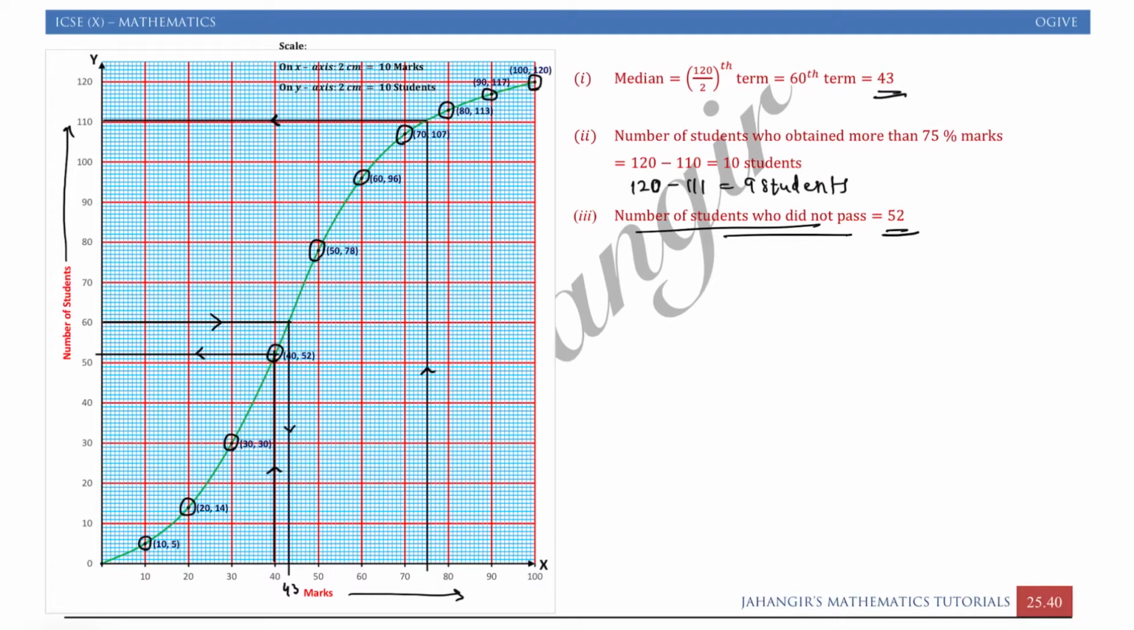Okay. This should be represented and everything should be written on the graph. Coordinates, marks, number of students on x-axis, y-axis, put arrows on both axes, right, x-axis, y-axis, write down the scale, write down the coordinates, everything should be done properly.